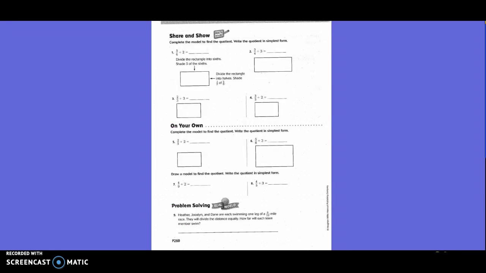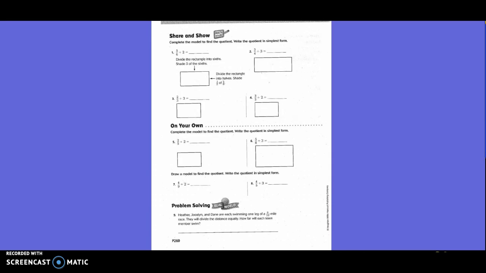Like I said, I've already shown you guys inverse operations, which they want you to do it this way and draw a diagram. But what I want you guys to also do is show the other way of working it, when you just do an inverse operation and use multiplication. So we're going to do both of those today. So share and show. Complete the model to find the quotient. Write the quotient in simplest form.